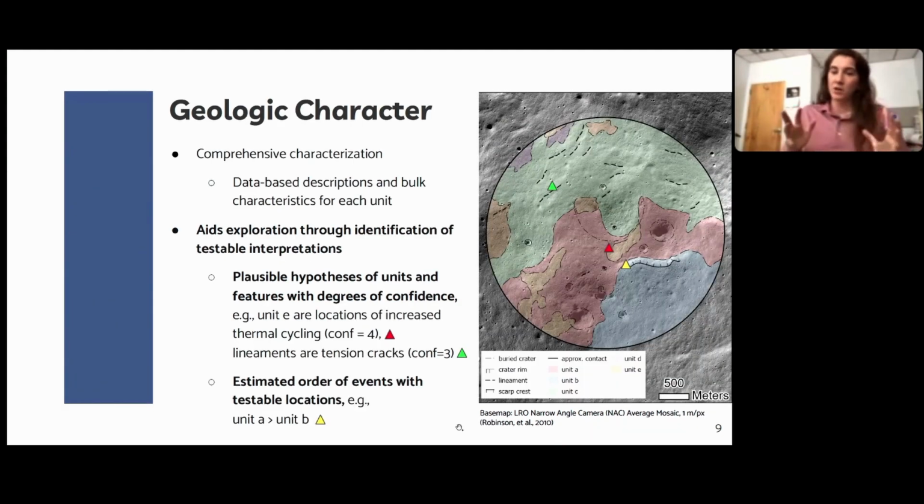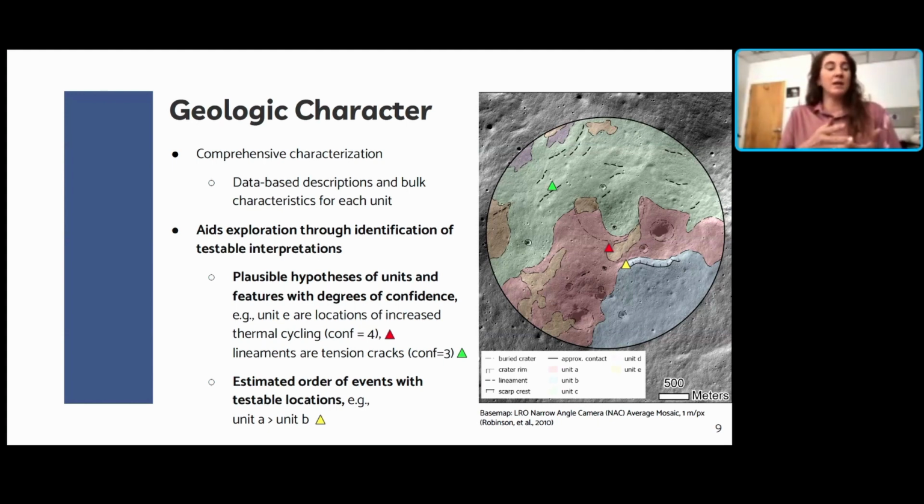So geologic character, this is really similar to the traditional geologic maps that we're used to seeing. So comprehensive geologic characterization of the site, database descriptions, bulk characteristics for units and linear features. But these take the next step to creating testable interpretations that aid exploration. So this includes plausible hypotheses of units and features within the area and having degrees of confidence with those interpretations. For example, the red triangle with a confidence 4 tells whoever the traverse planning team is that if we get crew there, they'll likely be faster at that station than somewhere like the green triangle with a lower confidence, 3 out of 5.